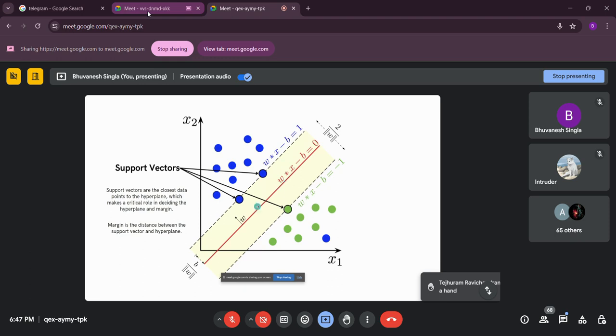And let's talk about what a margin is. A margin is just the distance from this dotted line to this red hyperplane. And yeah, that's your margin. Now we'll talk about how we find these support vectors and how these support vectors in turn help us find the hyperplane.